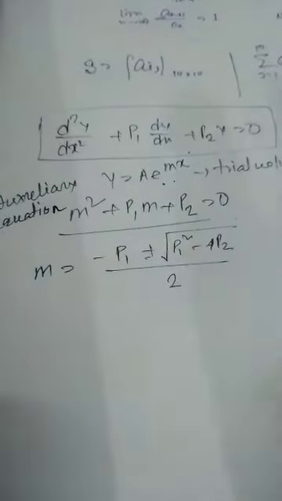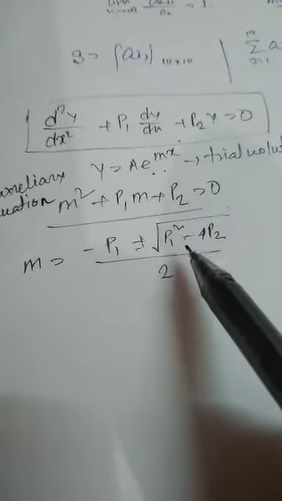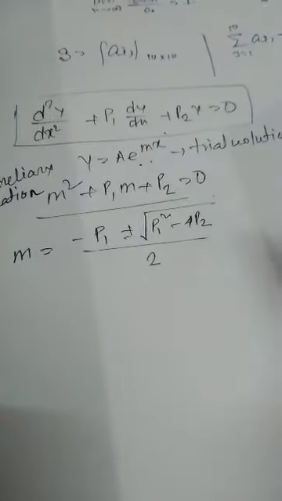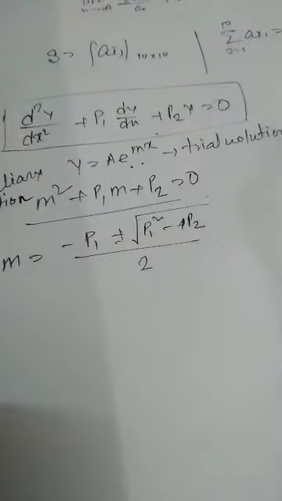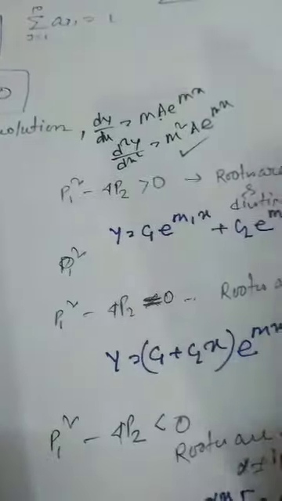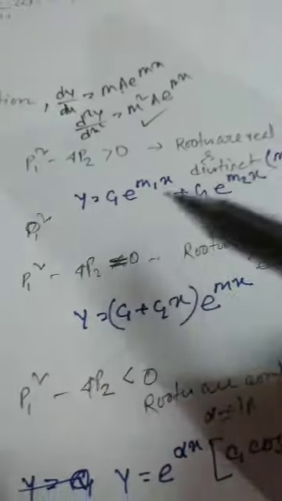Now we know that the roots of the equation are m = (-p1 ± √(p1 square minus 4p2)) / 2. And we know that the nature of the roots depends on the discriminant. So in this video we will discuss the first two conditions, that is when the discriminant p1 square minus 4p2 is greater than 0, and when p1 square minus 4p2 is equal to 0.